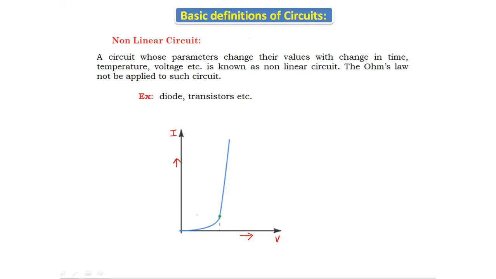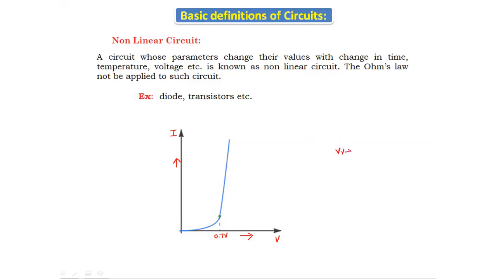If we take the diode characteristics and increase the voltage continuously, for a silicon diode the cut-in voltage is 0.7 volts. This voltage is called the cut-in voltage. Up to 0.7 volts, there is no conduction. Take this as the example of the non-linear characteristics.